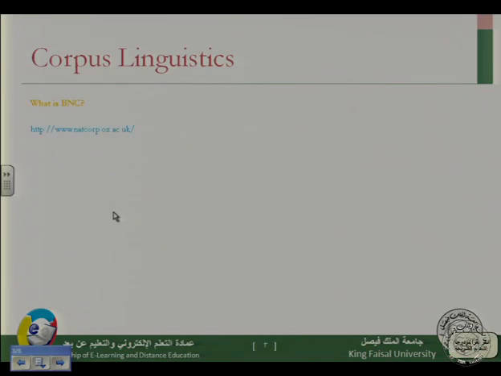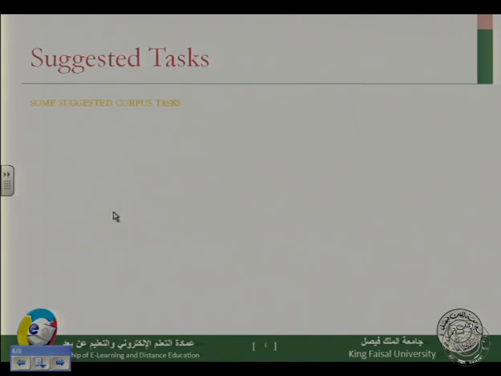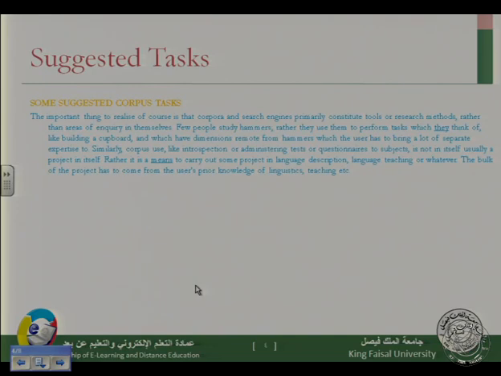So this is what is British National Corpus. And some suggested corpus tasks. The important thing to realize, of course, is that corpora and search engines primarily constitute tools or research methods rather than areas of inquiry in themselves.